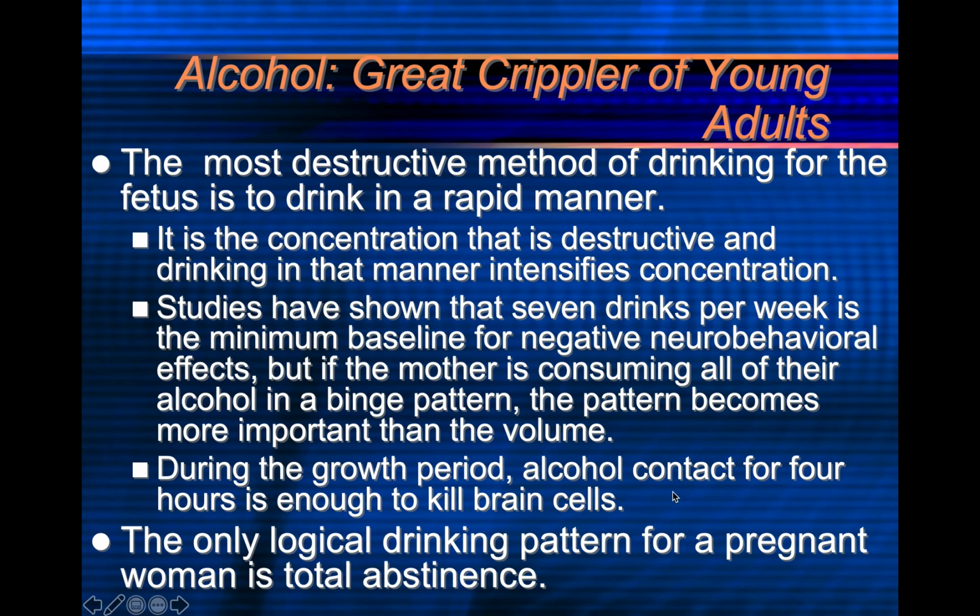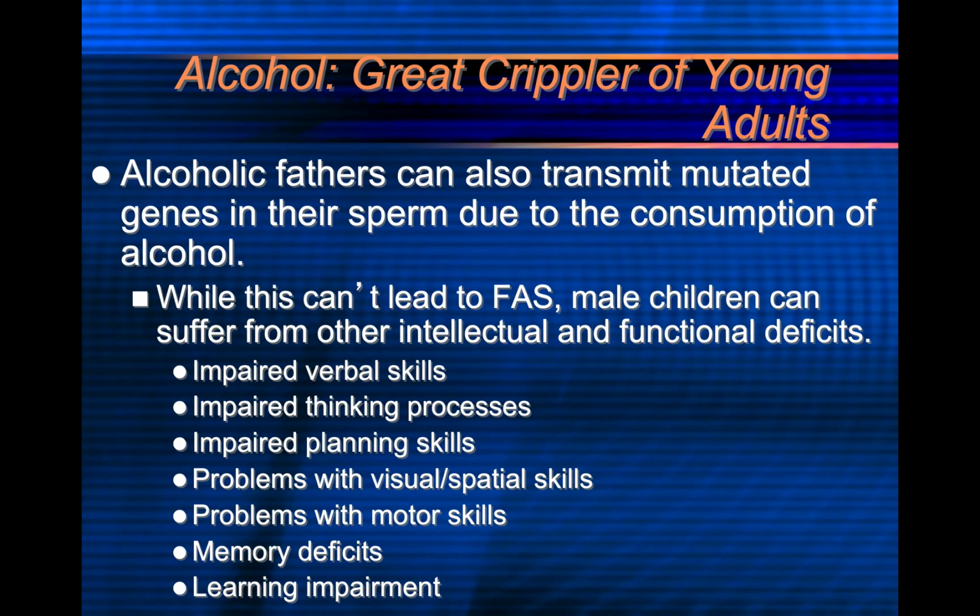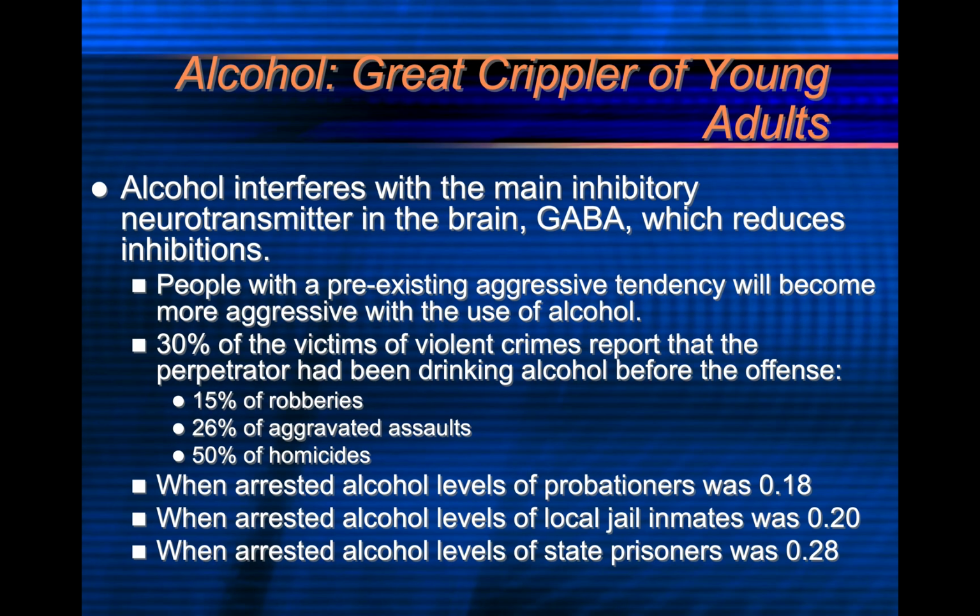The only logical drinking pattern for a pregnant woman is total abstinence, and that is something that you can take to the bank. Alcoholic fathers can also transmit mutated genes in their sperm due to the consumption of alcohol. While this can't lead to FAS, male children can suffer from other intellectual and functional deficits, impaired verbal skills, impaired thinking processes, impaired planning skills, problems with visual spatial skills, problems with motor skills, memory deficits, and learning impairment.